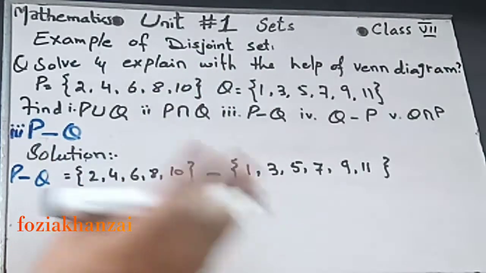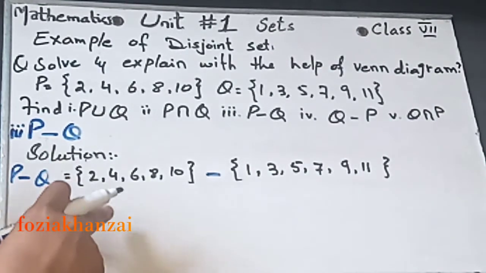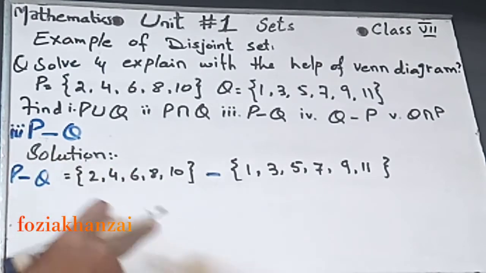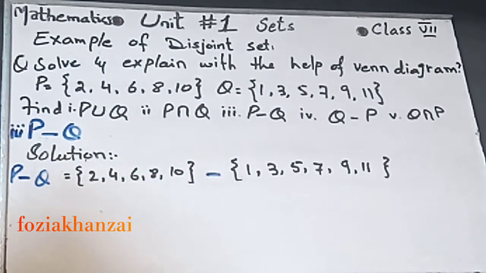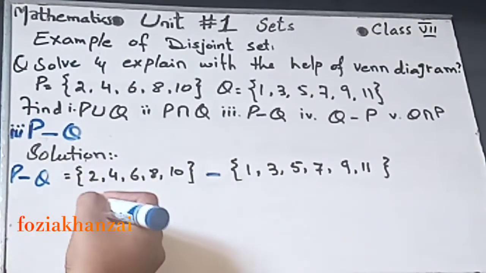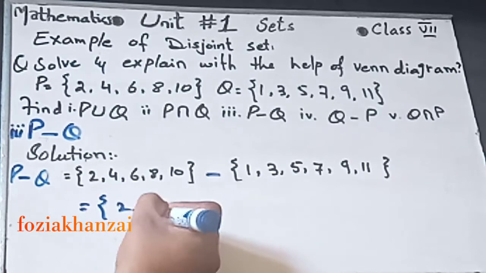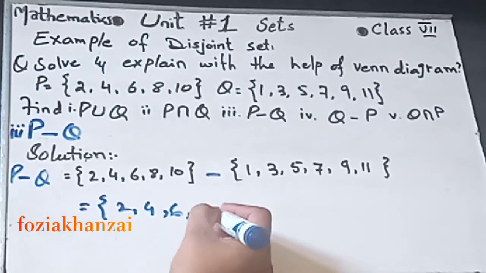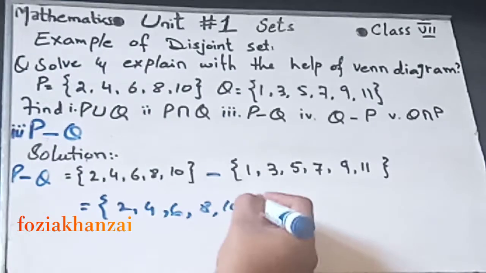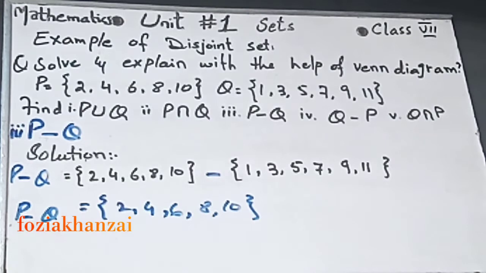Okay, the remaining elements of the first set are the answer, but there is no common element. All elements are different. So 2, 4, 6, 8, 10 would be the answer of P difference Q.